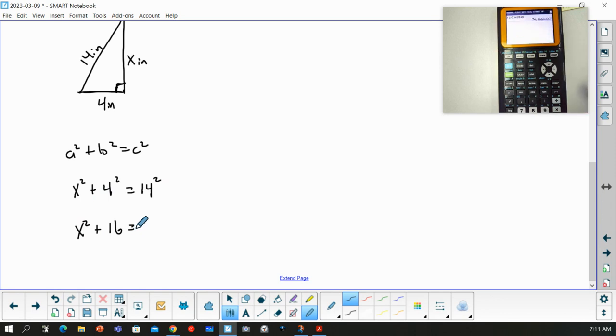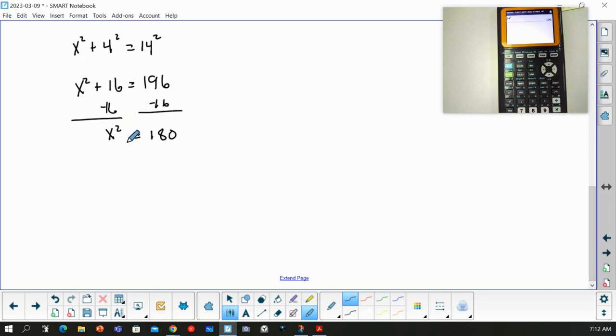14 squared, I just want to double check with my calculator. 196. I thought it was, but it wasn't for sure. 196. And then we're doing algebra, so I would subtract 16 from both sides. And so I get x squared on this side. On this side, 196 minus 16 would be 180.